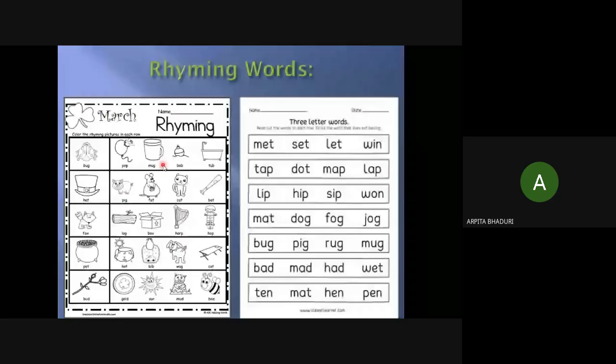The screen, it is still rhyming word screen, ma'am. Have you changed it? Okay. Yes, I have changed. I think it is coming slow. Please wait. Yes, ma'am.